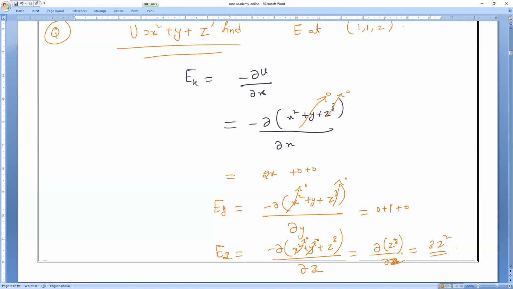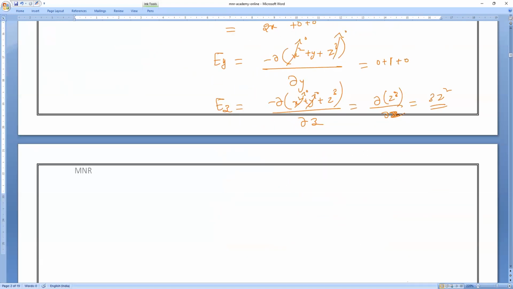Now this is the x-axis, this is the y-axis, and this is the z-axis. Yes, tell me, Princey. Then what is E in all three dimensions? E is equal to what? First one, irrespective of sign convention: 2x i cap plus second one, 1 j cap plus third one, 3z square k cap. Okay, so that is the E.